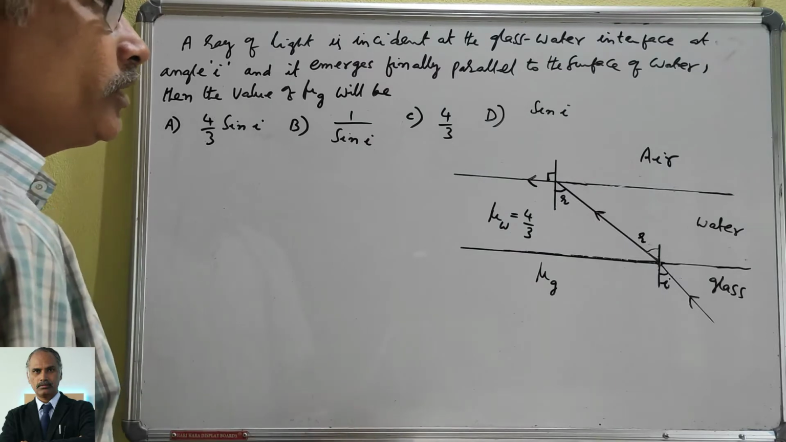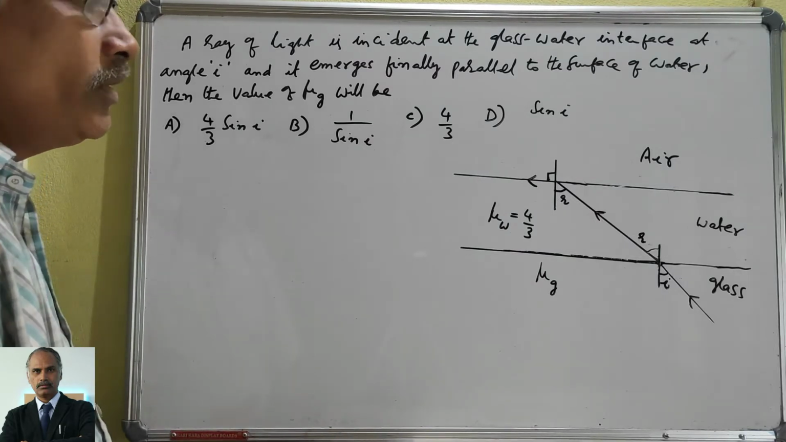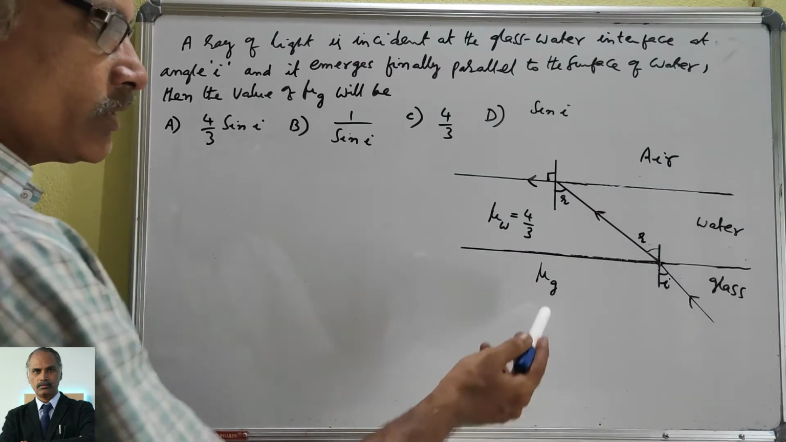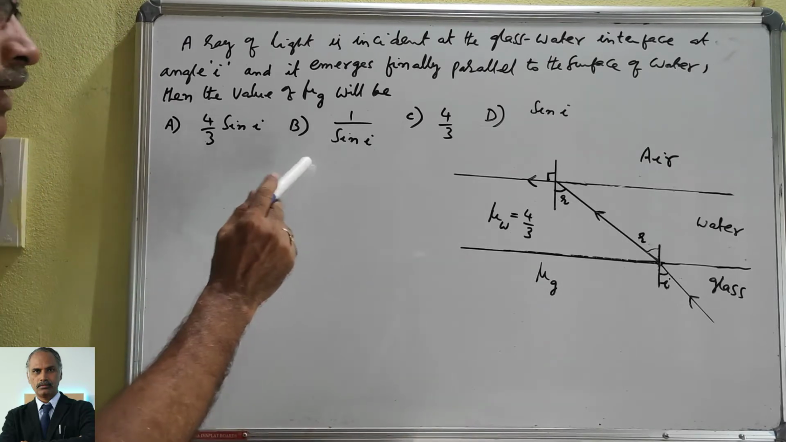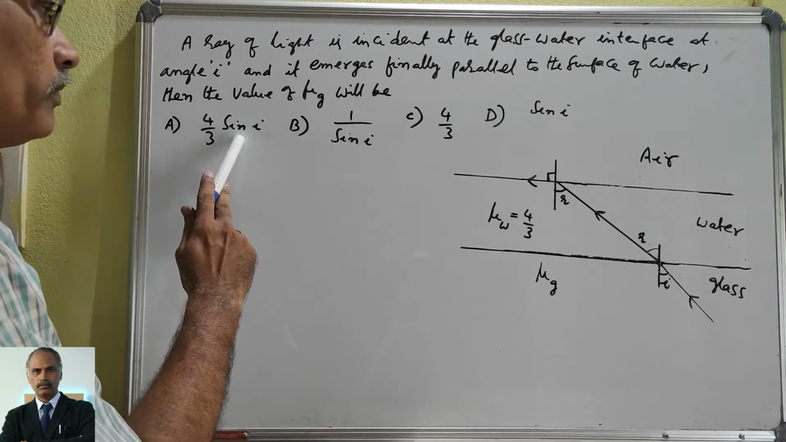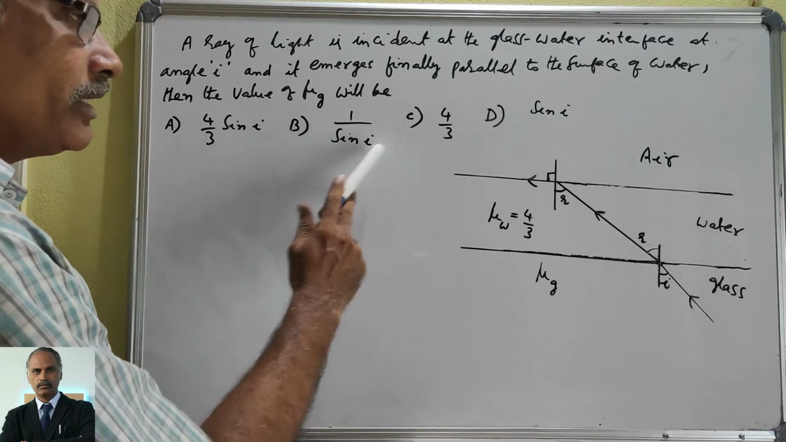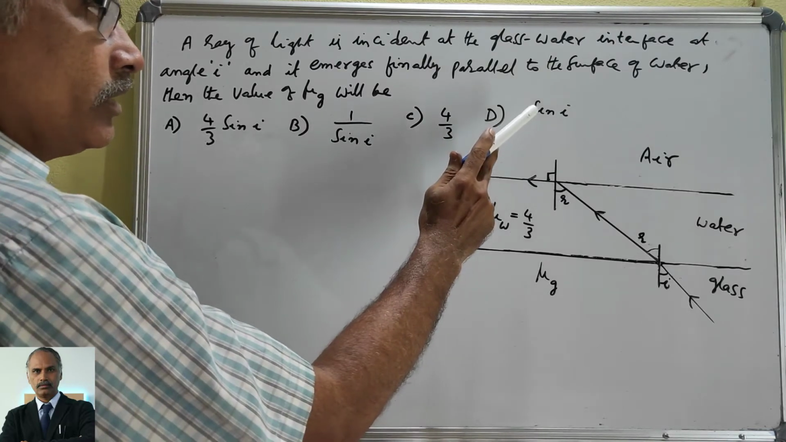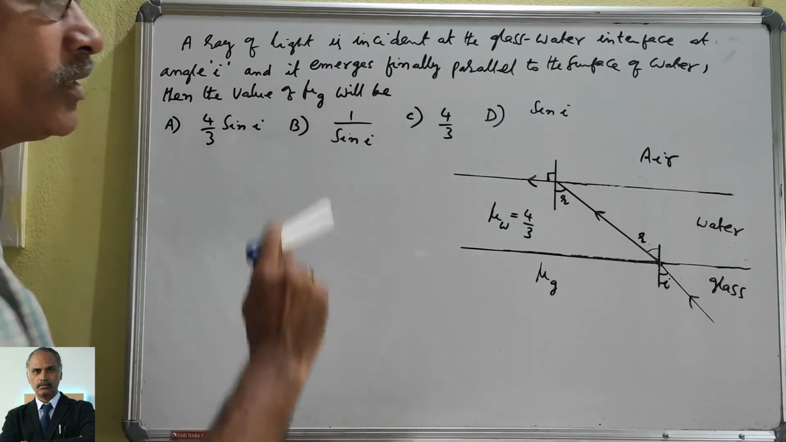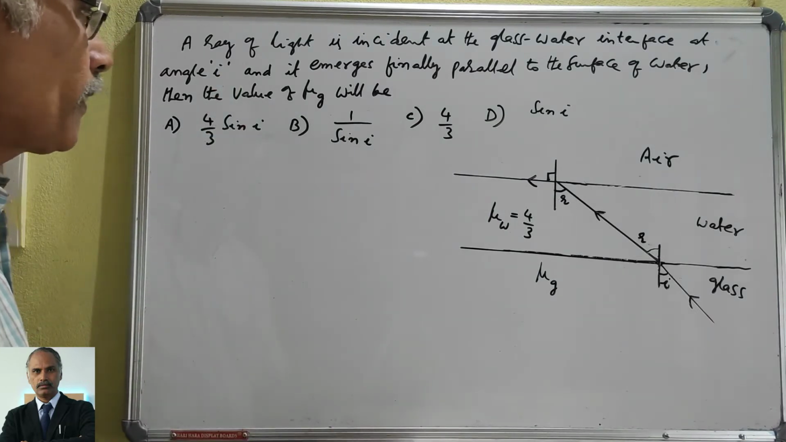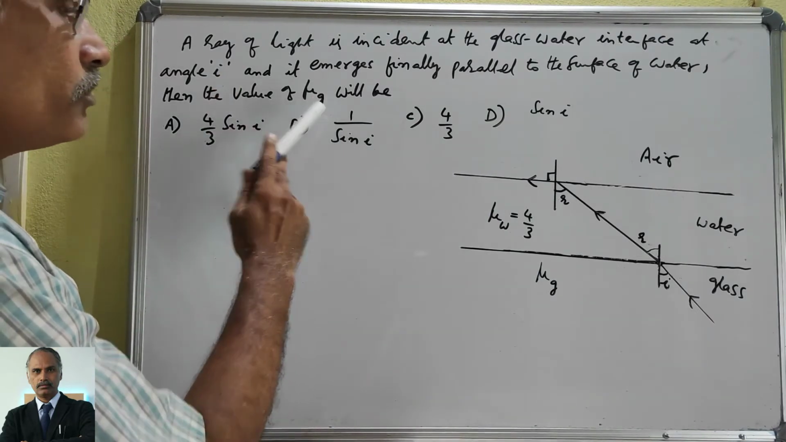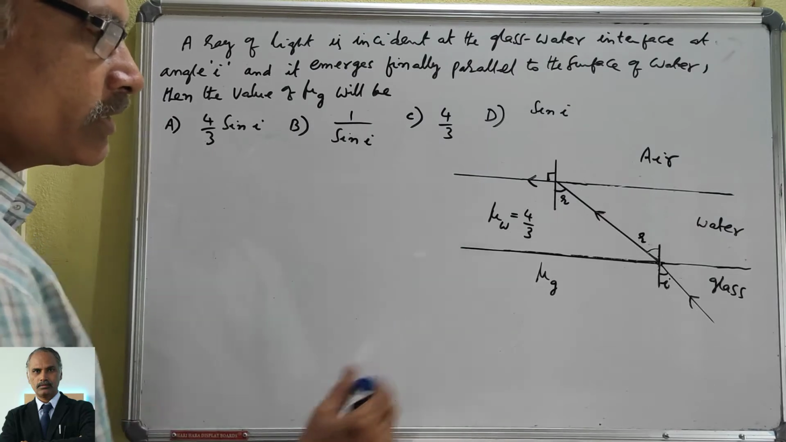Now you have to find the value of mu g, the refractive index of glass. Four options are given. First option 4 by 3 sin I, second option 1 by sin I, third 4 by 3, and fourth option sin I. Out of these four options, one option is correct. You have to find the value of mu g, the refractive index of glass.